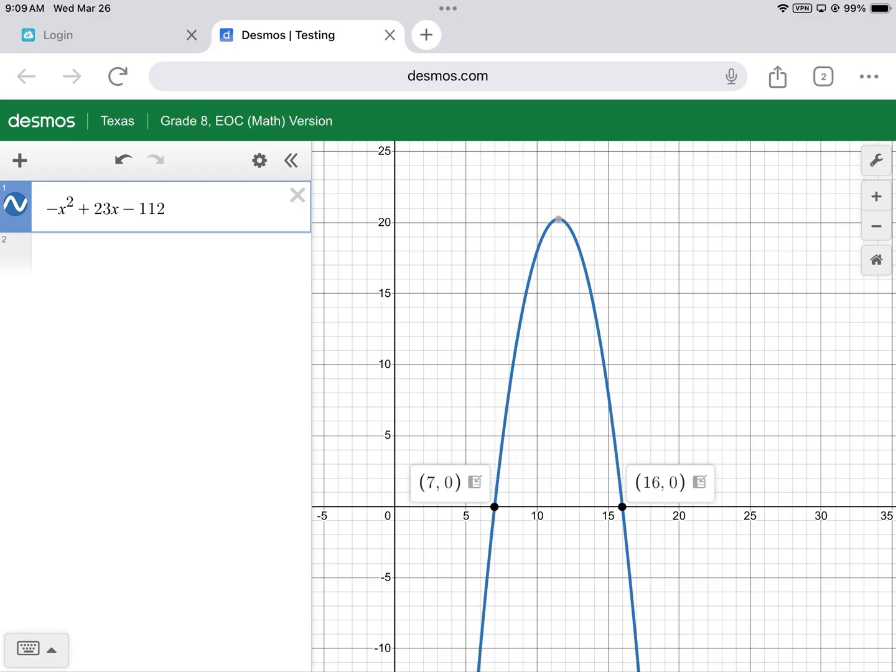So here's that first example. And again, the nice thing about Desmos, we can tap, we can see those roots. We don't actually have to do any math. Remember, this is a negative on our x squared, which is why it is opening down. Remember also, just review from the previous unit, this is going to be our y-intercept. It's way, way down there at -112. So we can write our roots, our solutions, our x-intercepts, our zeros: 7 and 16.